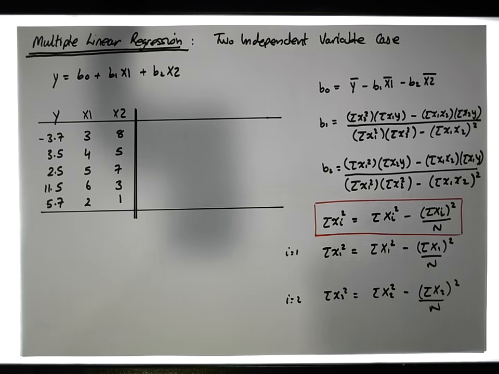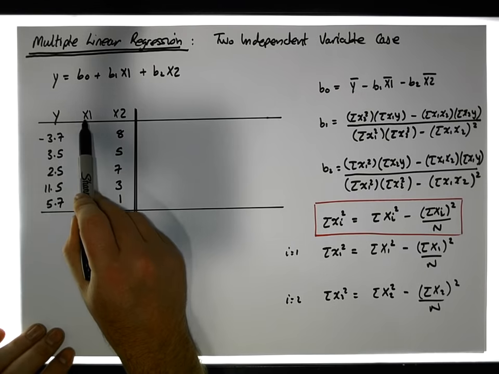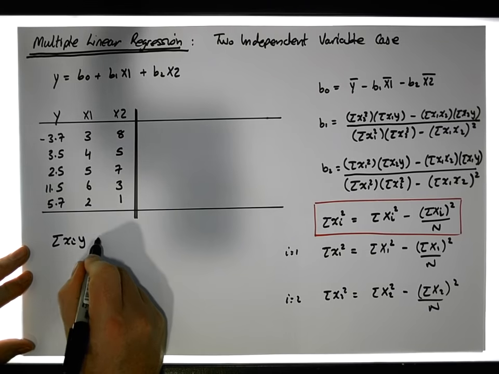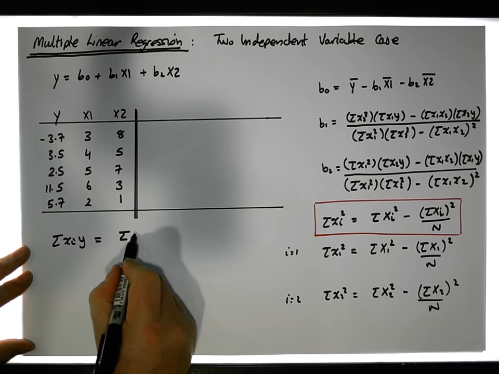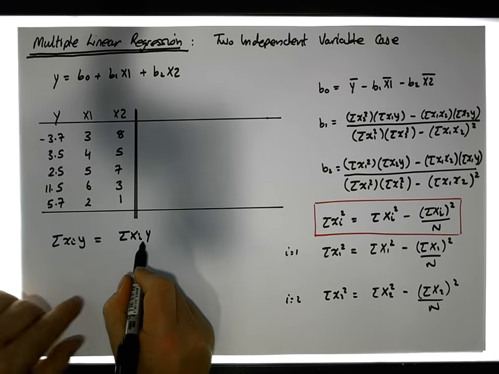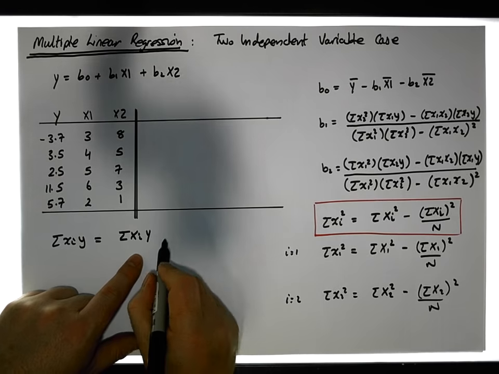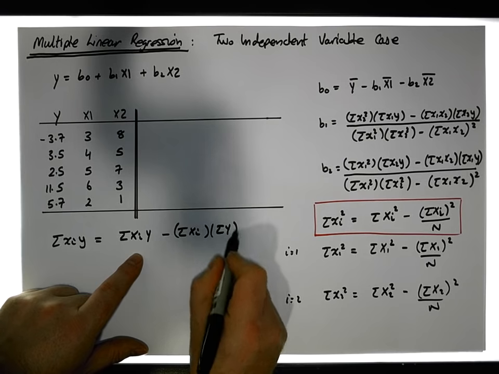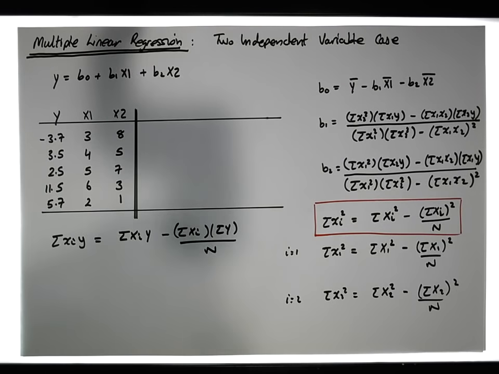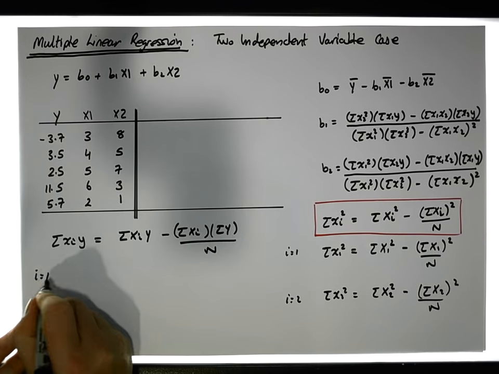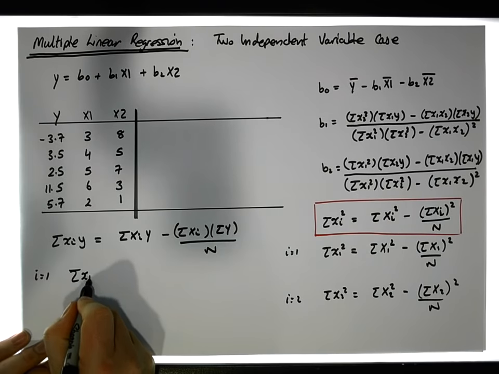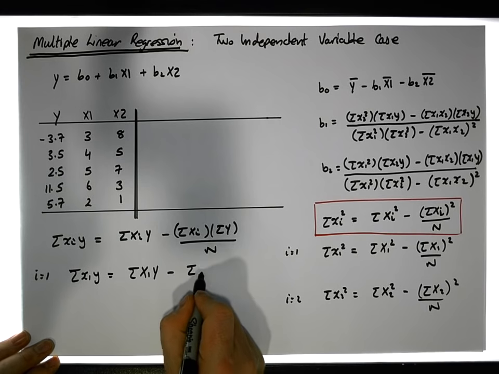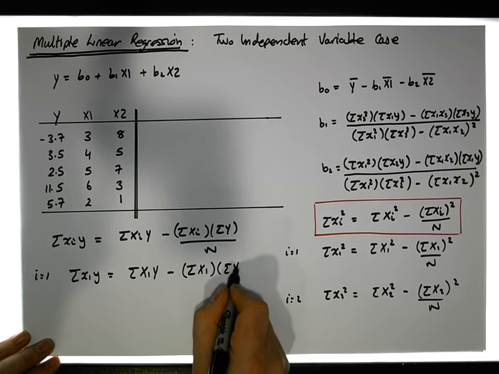Then let's say we have the cross product of the independent variables with the dependent variable. The sum of the xi y values is equal to the sum of the variable xi times the y, the cross product of the variable times the dependent variable, minus the sum of the xi times the sum of the y's, over n. When i is equal to 1, the sum of the x1 y values is equal to the sum of the x1 y values minus the sum of the x1s times the sum of the y's over n.